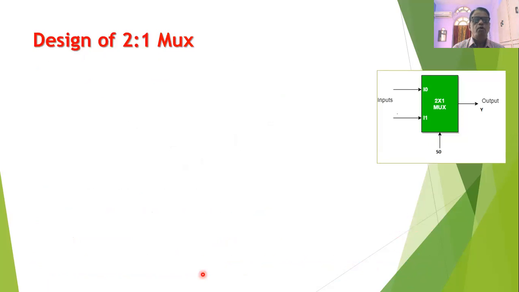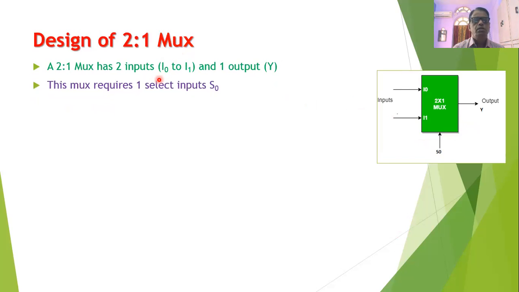Now let us go to the first type of multiplexer, which is called a 2 to 1 multiplexer. So we will go for the design of the 2 to 1 multiplexer. As shown in this diagram, this multiplexer will have 2 inputs I0 and I1. This IC will require only one select input S0, and it will have only one output Y. This multiplexer will require one select input S0.